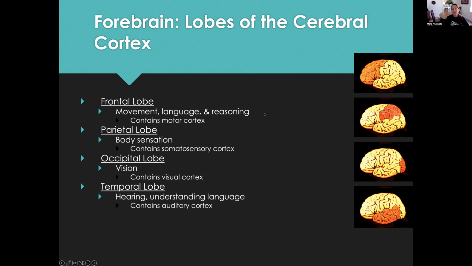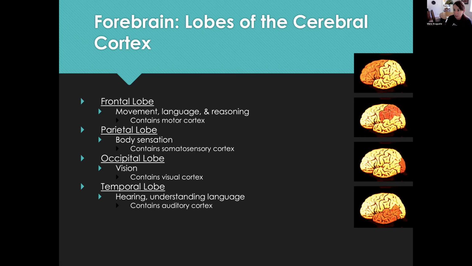The frontal lobe is involved in movement and also language and also reasoning. So all of the movement directions that come from our brain, when I say I'm going to wave my hands, that is coming from directions from the frontal lobe that are going to go down through my spinal cord and then out to my arms. So my frontal lobe is directing all of the movement of my body.